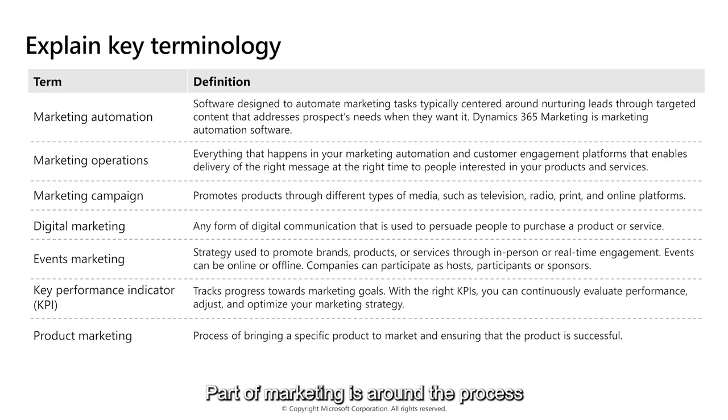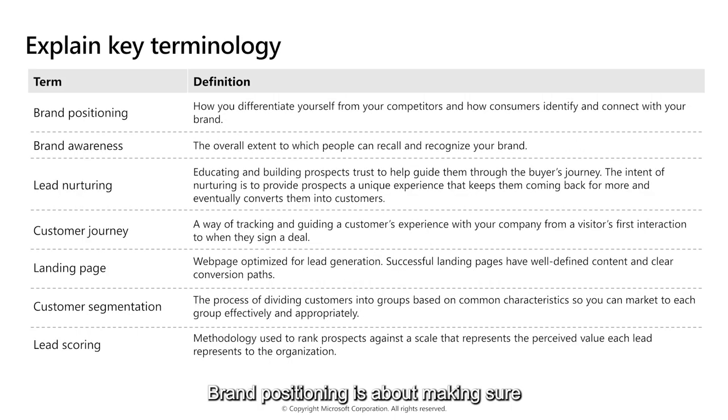Product marketing is around the process of bringing a specific product to market and of course ensuring that it is successful. Brand positioning is about making sure that people are aware of our brand. That's also brand awareness, of course, which is how much people are aware of a brand, but positioning is around positioning it in the right way. How are we different from our competitors? What is better or more special about our particular product?